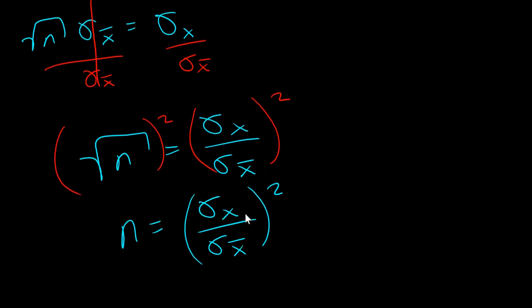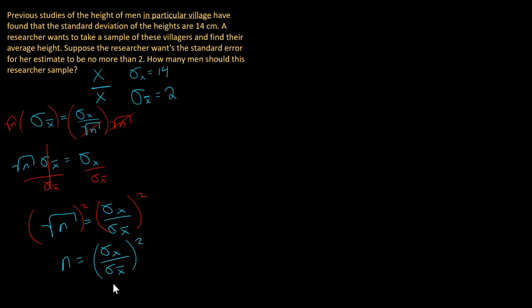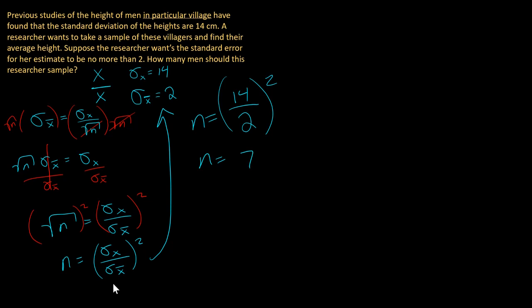All right, so now I just need to plug in what I know into this formula. Looking back to what I was given, I'll have n equal sigma X, or the standard deviation of the heights, is 14. The standard error, I want it to be no more than 2, and I need to square it. So 14 divided by 2 is 7, squared, which is 49. So this researcher should sample at least 49 people so that her standard error is no more than 2.